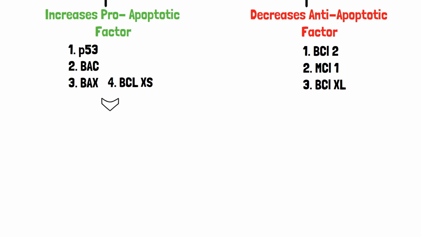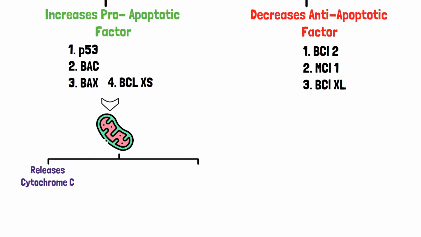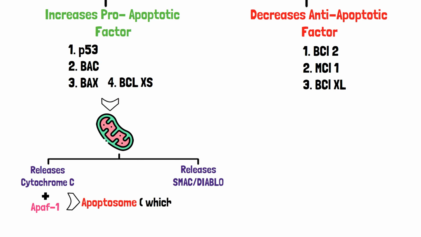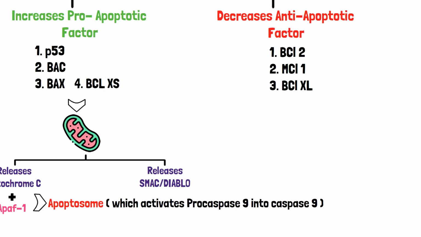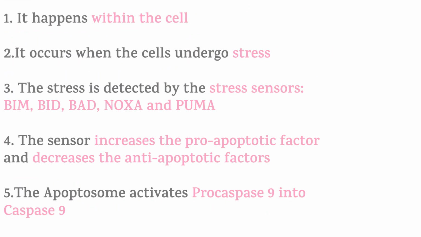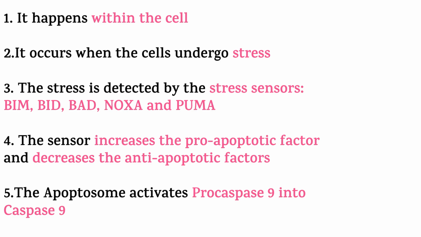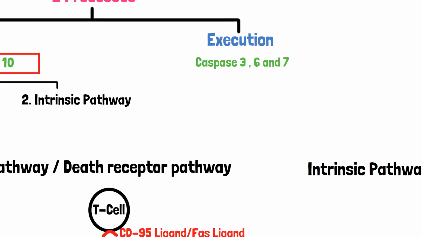Now what happens is these pro-apoptotic factors make the mitochondria release two things, which include cytochrome C and SMAC/Diablo. The cytochrome C combines with the apoptosis activating factor 1 or APAF1, and this combination of cytochrome C and APAF1 is called an apoptosome. This apoptosome is responsible for activating procaspase 9 into caspase 9. With this, we solved our query regarding caspase 9 activation. We completed the process of initiation and move on to the next process, which is execution.